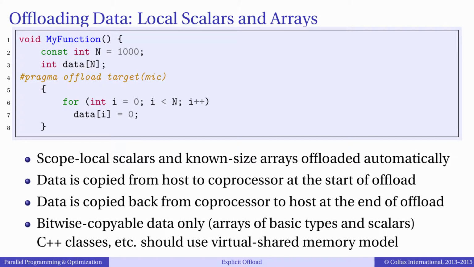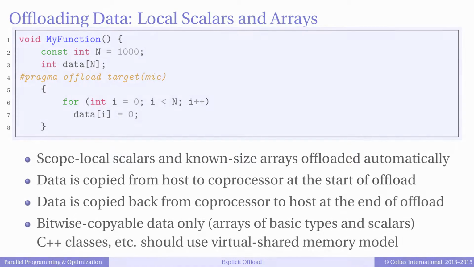Even if a variable is a globally defined constant, it is not offloaded by default. Only bitwise copyable data from the local scope will be transferred in and out of the coprocessor at the offload automatically, if not specified otherwise. For synchronization of pointer-based types and complex data structures, for instance C++ objects and linked lists, the Virtual Shared Memory model, or MYO, should be used. We'll talk about it in a few episodes. For global and static variables, don't forget to add special qualifiers for synchronization at the offload.